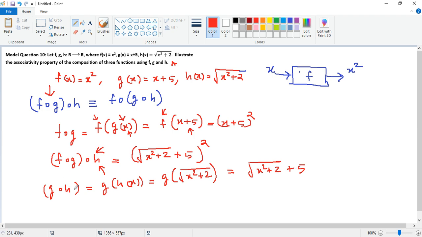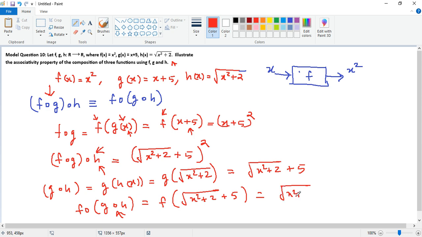So that's g o h. Now f gets g o h as input. So what is g o h? g o h is the square root of x squared plus 2 plus 5. And what does f do? f will square the input. So we'll get (square root of x squared plus 2 plus 5) whole square. So now you see that these two are the same. So that's what we are asked to show, and that's what we have proved.